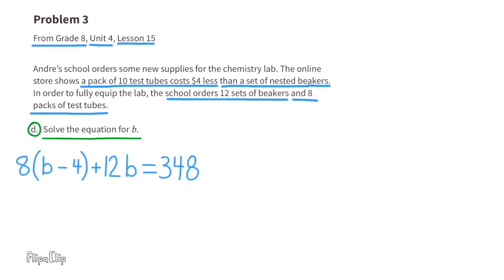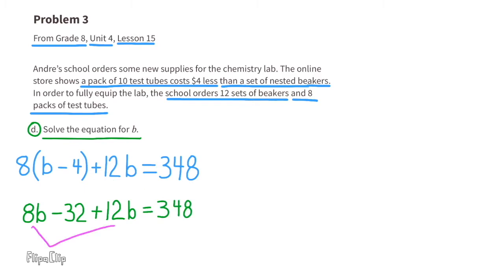D. Solve the equation for B. Use the distributive property to multiply 8 times B, that's 8B, and 8 times a -4, that's a -32. Bring down the positive 12B, bring down the equal sign, and bring down 348. Collect like terms. 8B plus 12B is 20B. Bring down the -32, bring down the equal sign, and bring down 348. Now the equation reads 20B minus 32 equals 348.